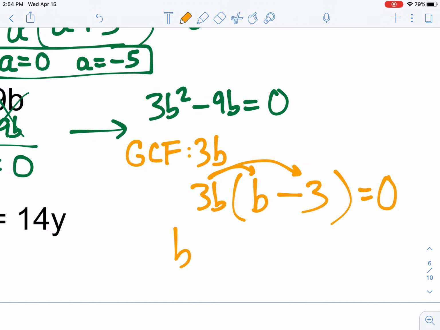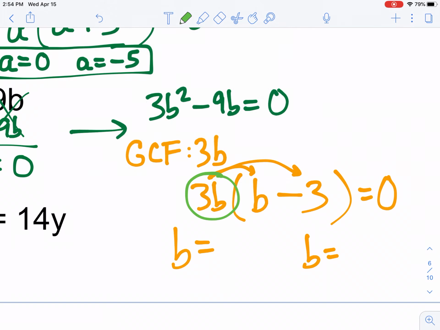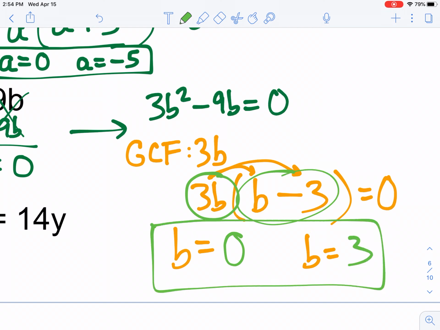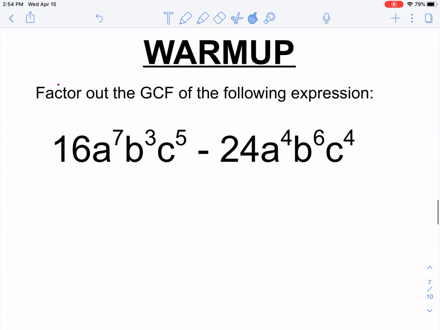And then finally, we're going to write our two answers. What numbers, if you plugged in for b, would make these two parts of the equation equal 0? Well, this part right here, the only number that would work there is if b is 0. And then this part right here, the number you need to plug in there is the number 3. And those are your two answers. All right? Let's do this last problem here.